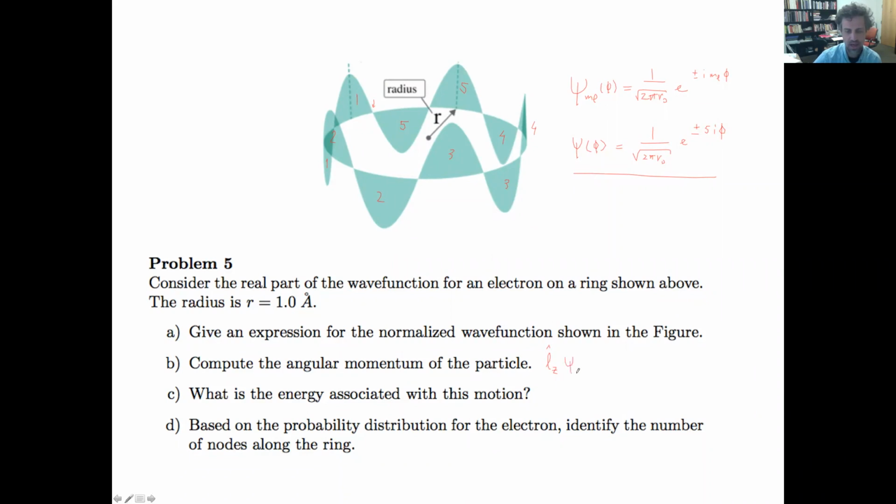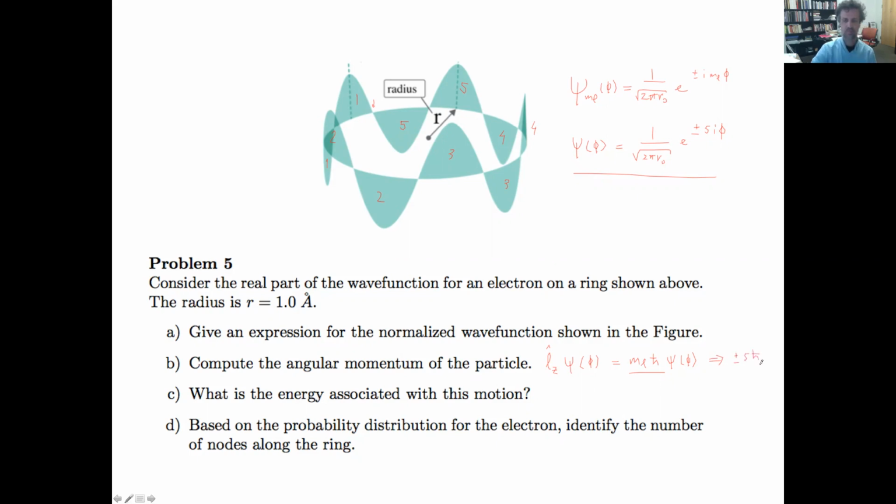I can operate on this wave function, and what I should be getting is some sort of an eigenvalue, which in this case is going to be ml h bar and then times the eigenfunction again. Okay, so what I'm looking for is the value of this eigenvalue. That is the angular momentum of the particle. Well, it's not too hard to figure that out because ml we just determined. Okay, ml was plus or minus 5, and that means that the angular momentum of this particle on the ring is going to be plus or minus 5 h bar.